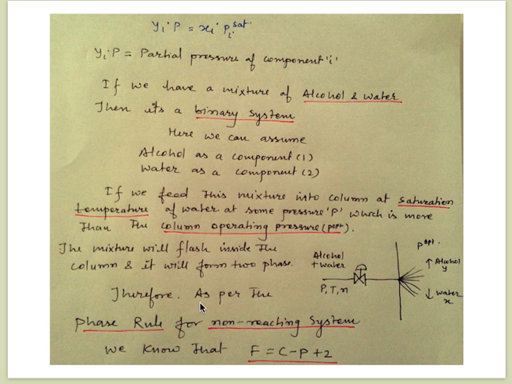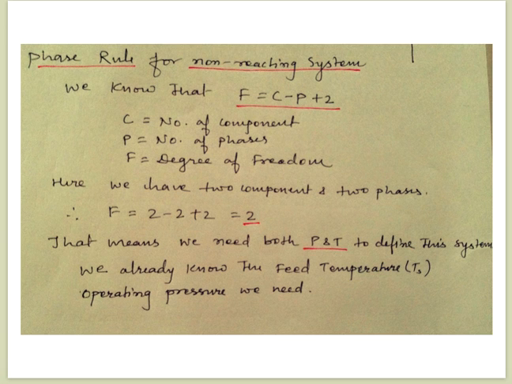Therefore, as per the phase rule for a non-reacting system, we know that F equals C minus P plus 2, where C is the number of components. Here the number of components is 2, water and alcohol. P is the number of phases. When it is flashed into the column, the number of phases is 2, liquid phase and vapor phase, and F is the degree of freedom. It tells us how many state functions are required to define the column. So here we have two components and two phases, so our degree of freedom is 2. That means a minimum of 2 state functions is required to define the operating column.